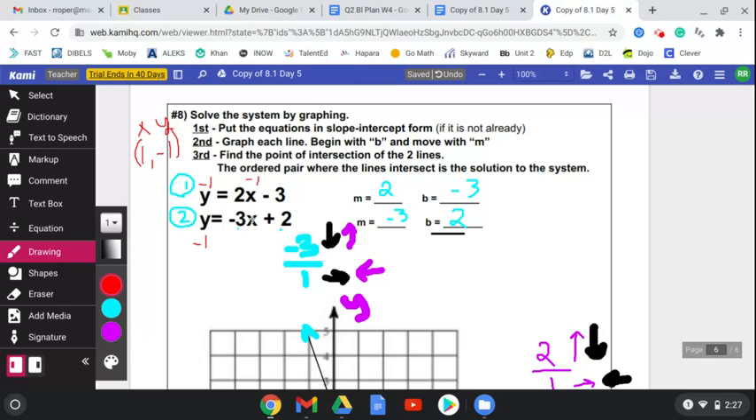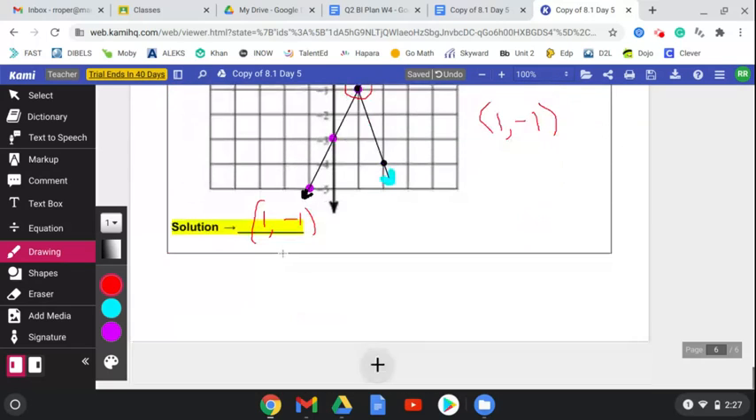Over here, if I plug -1 in for y and do -3 times 1, since x is 1, -3 times 1 is -3. -3 plus 2 is -1. Okay, so yes, this point works in both equations. And so, yes, it is, in fact, the solution to the system. 1, -1.